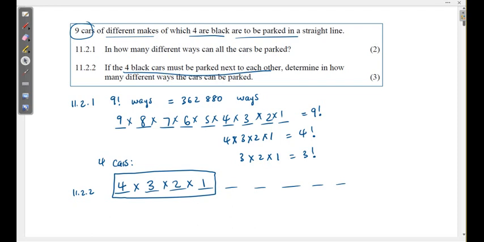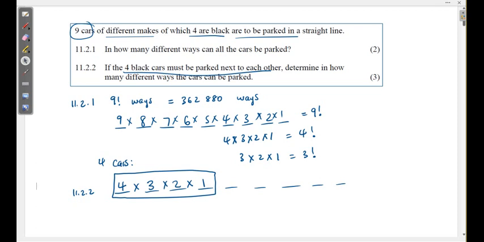Now the remaining ones will be 1, 2, 3, 4, 5. Those are the spaces that are left. However, I always say to people, after grouping them, I want you to take that box as a position, meaning that you now have 1, 2, 3, 4, 5, 6 positions that are left.